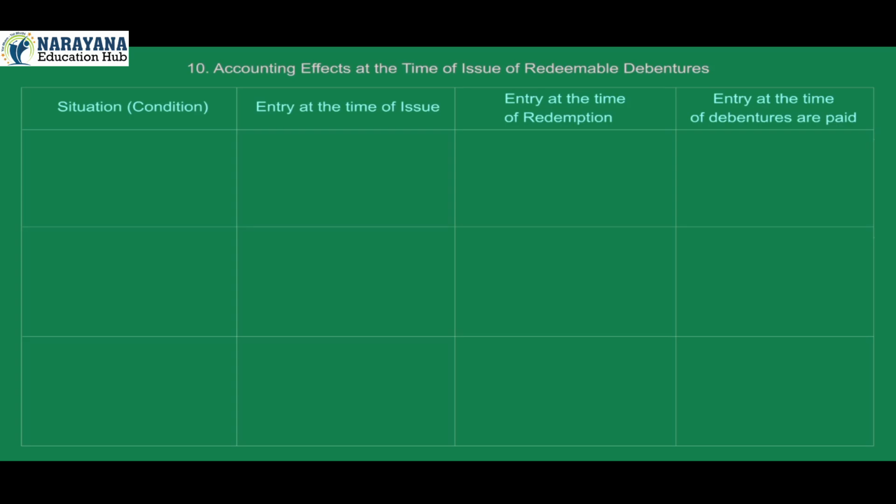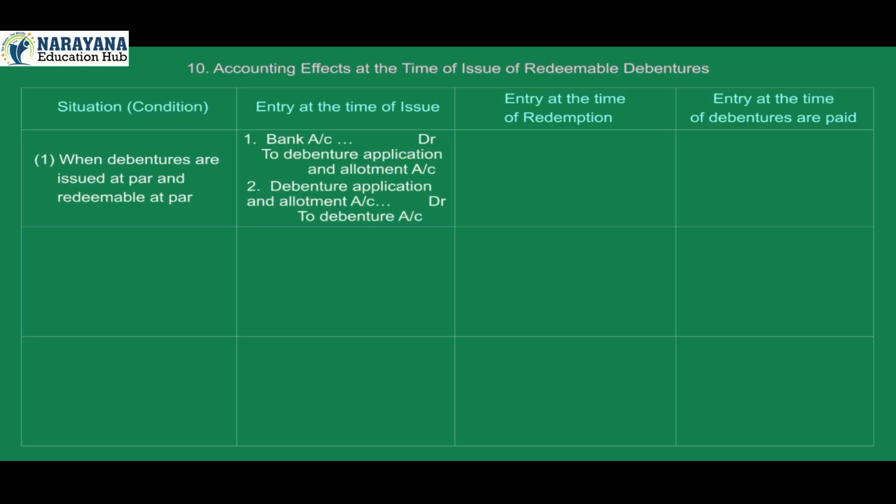Entry at the time of debentures are paid. 1. When debentures are issued at par and redeemable at par. 1. Bank account debit to debenture application and allotment account credit. 2. Debenture application and allotment account debit to debenture account credit. Debenture account debit to debenture holders account credit. Debenture holders account debit to bank account credit.